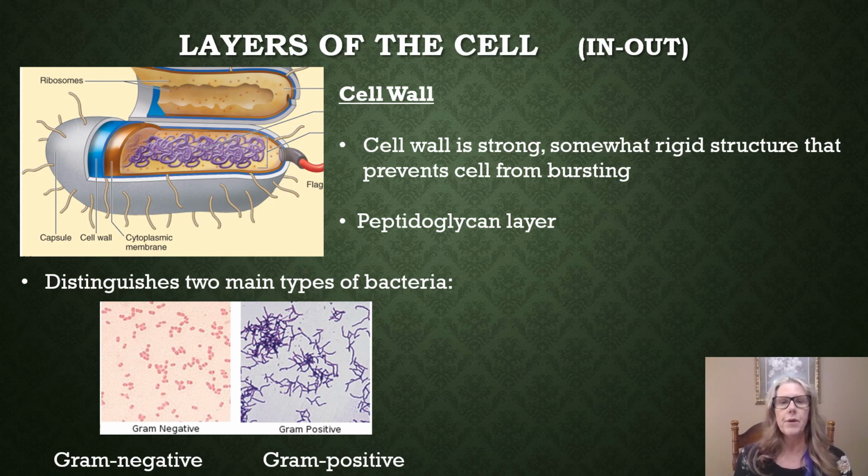If you're looking at the pictures on the screen, Gram negative turns out kind of a pinkish color. Gram positive is always a purple color. All right, so we are going to now talk about Gram positives, then Gram negatives, and how they're different in their cell walls.